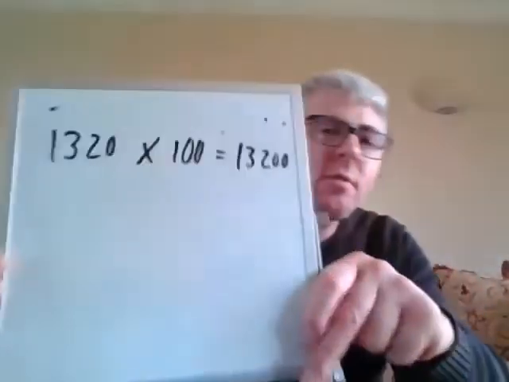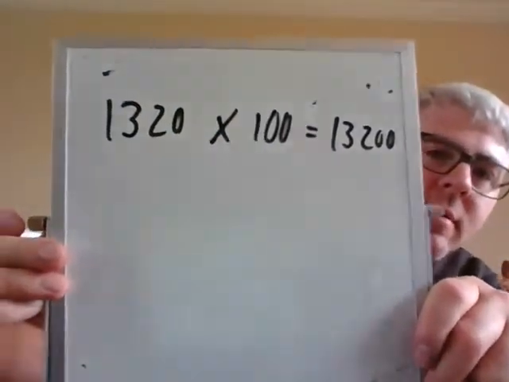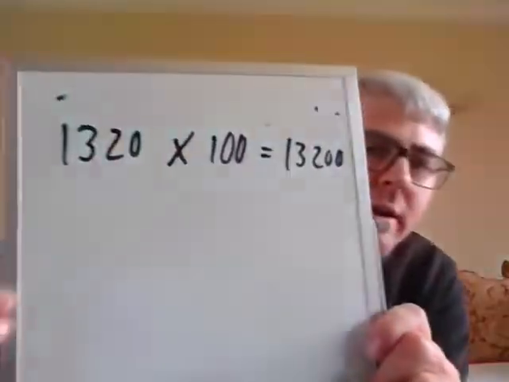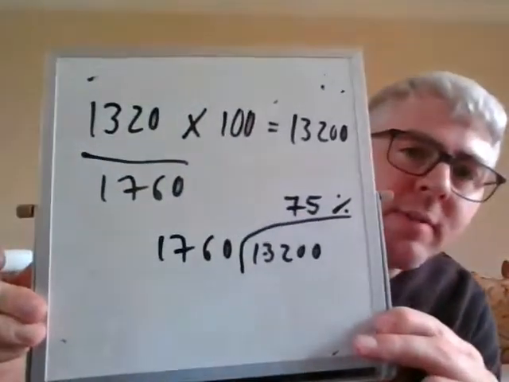Right, 13,200. Just done that first bit now. So it's 1320 times 100, right? So it's 13,200. And then the next stage of this sum is going to be, and I think that's percentage actually there. So the next bit of the sum is 1760 into 13,200, and it's 75%, I think.